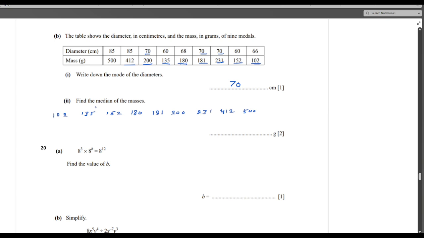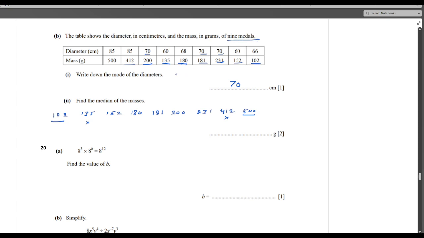Okay, find the median of these masses. Median, so the number which is at the middle position. So one from here, one from here, one from here, one from here, or else you can see 1, 2, 3, 4, 5, 6, 7, 8, 9. Okay, total 9 values are there.